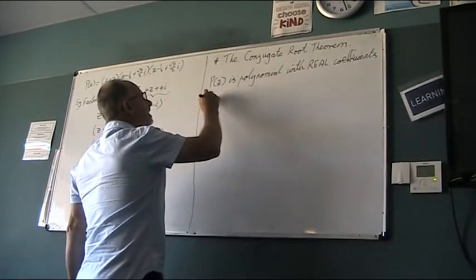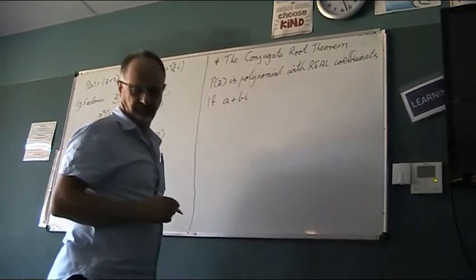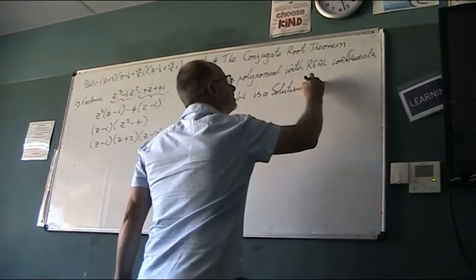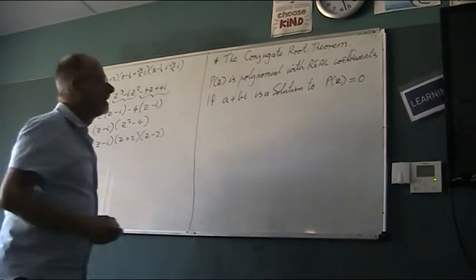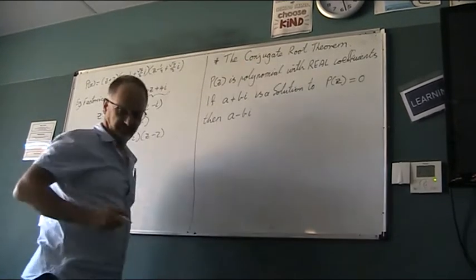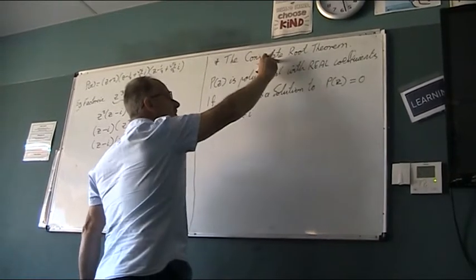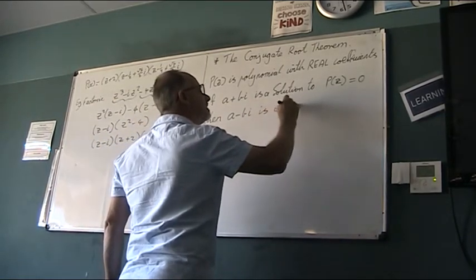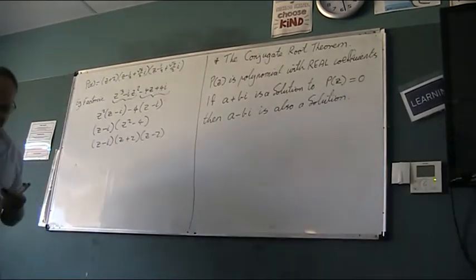So what it says then is if a plus bi is a solution to P(z) equals 0, then a minus bi, which is the conjugate, so the root part is the solution, the conjugate is this one, and the theorem says that the conjugate is also a solution.